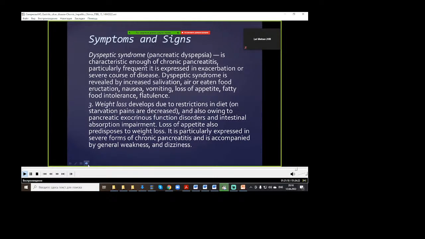Dyspeptic syndrome. Pancreatic dyspepsia is characteristic enough of chronic pancreatitis. It is particularly frequent and expressed in exacerbation or severe course of the disease, and it involves salivation, air or eaten food irritation, nausea, vomiting, loss of appetite, fatty food intolerance, and flatulence. Weight loss may develop, and severe pancreatitis may be accompanied by general weakness and dizziness.